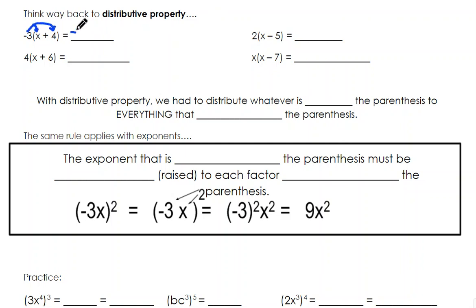So negative 3 times x would be negative 3x. Negative 3 times 4 would be negative 12, right? That negative 3 is getting multiplied to everything on the inside, right? You can try these ones on your own later. Do these ones on your own, right?